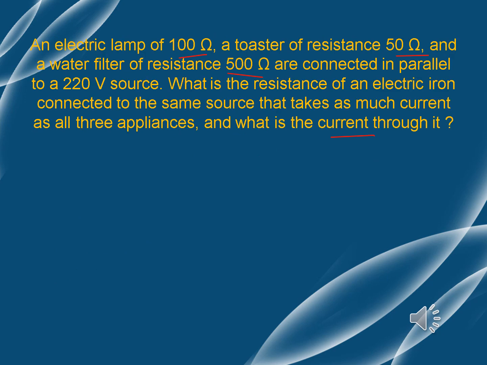Next question: an electric lamp of 100 ohms, a toaster of resistance 50 ohms, and a water filter of resistance 500 ohm are connected in parallel to a 220 volt source. We have to find out what is the resistance of an electric iron connected to the same source that takes as much current as all the 3 appliances, and what is the current through it.